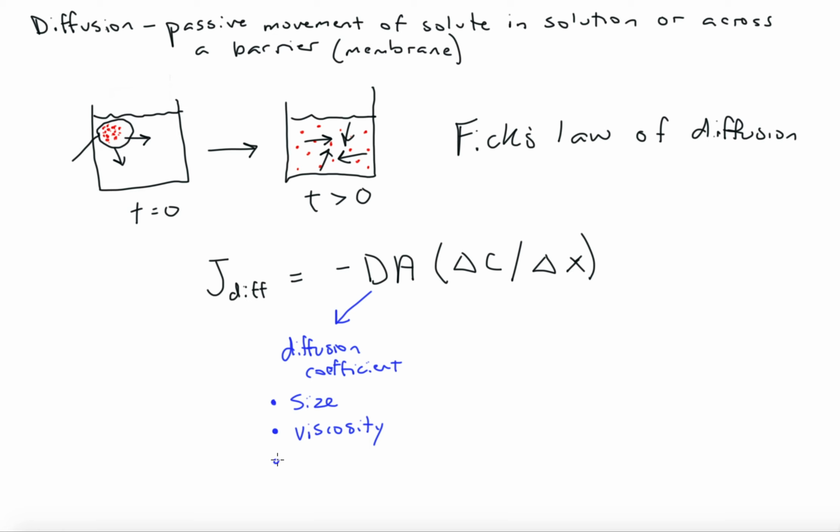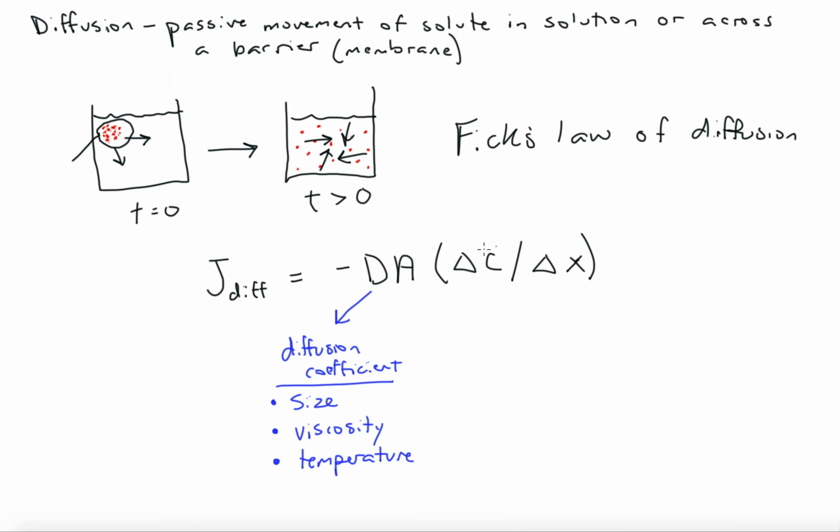Okay, and then if we come down with one more, we've got temperature. Right, and we said diffusion is driven by the passive movement of solutes. And that's generated, that's powered by random molecular motion. Well, guess what? Random molecular motion increases when you increase temperature. Molecules move faster when they're hotter, right? When they have greater thermal energy. Okay, so that's the diffusion coefficient.